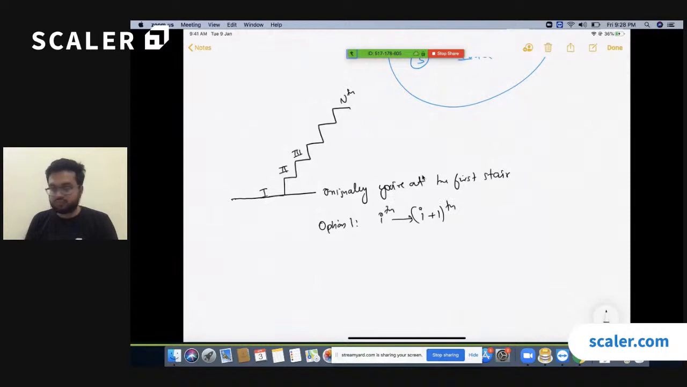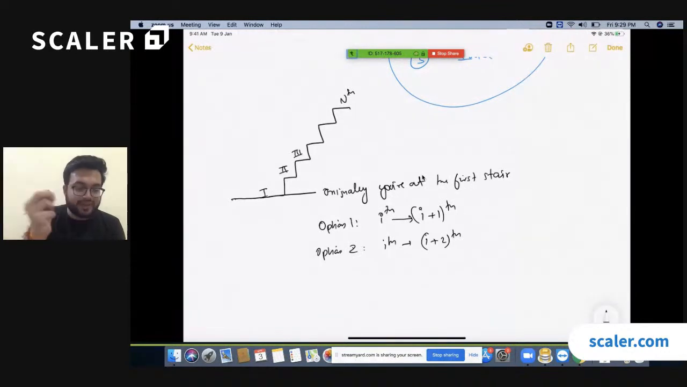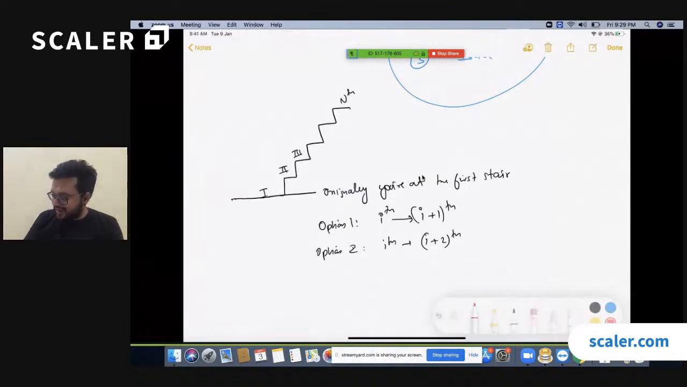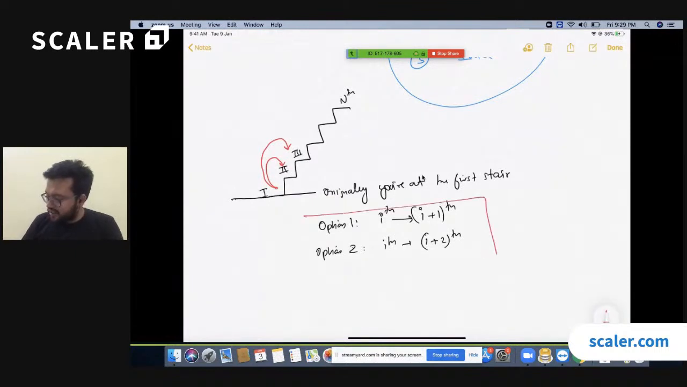The second option is that from the ith stair, you go to the (i+2)th stair. So what does that mean? Let's say you were at the first stair. The first option is to go to the second stair, or you could have chosen to directly jump to the third stair. You could have avoided going to the second stair and directly jumped to the third stair. These are the two options that you have.